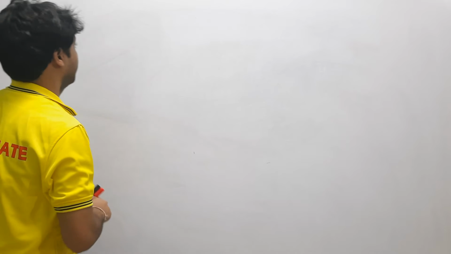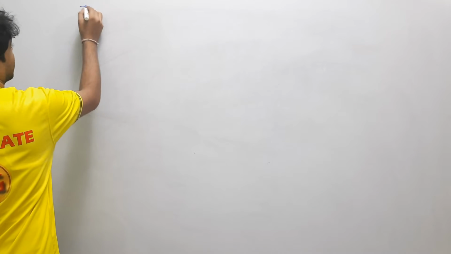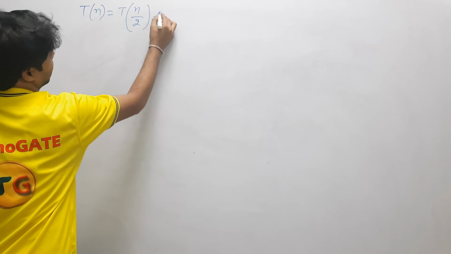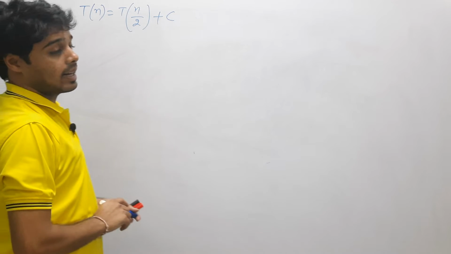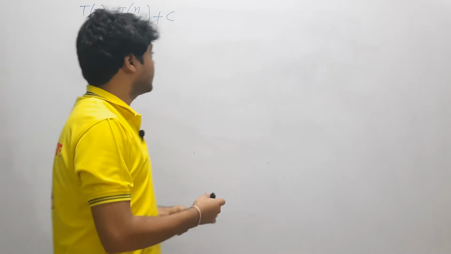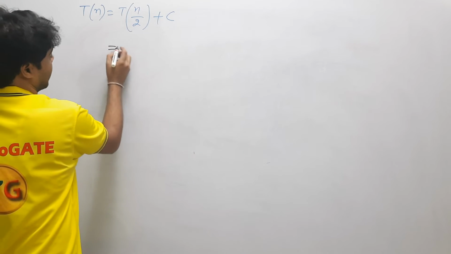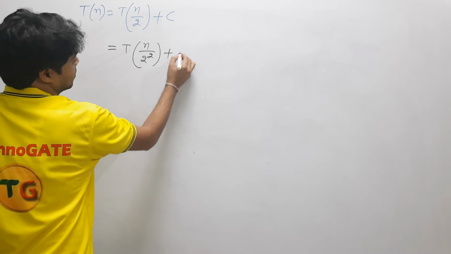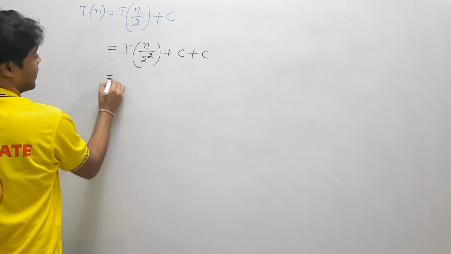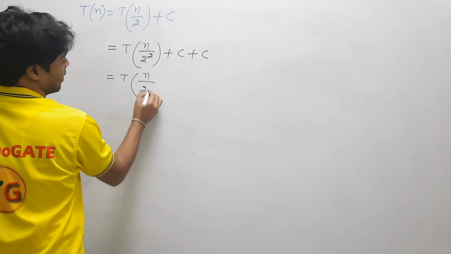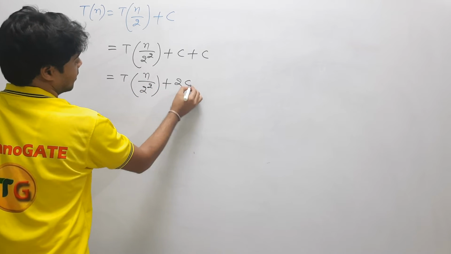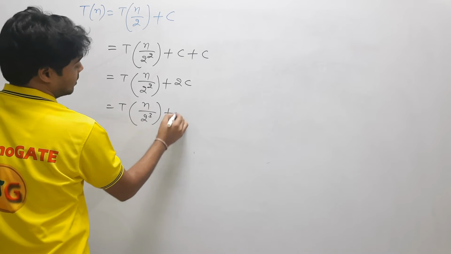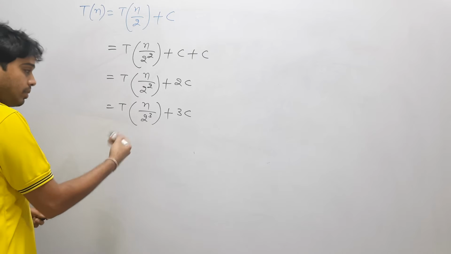So let's see here. T of n is T of n by 2 plus C. This is a recurrence relation. Put the same thing again here: T of n by 2 squared plus C, so what will happen here? T of n by 2 squared plus 2C. Again T of n by 2 cubed plus 3C. Every time, put it again and again.